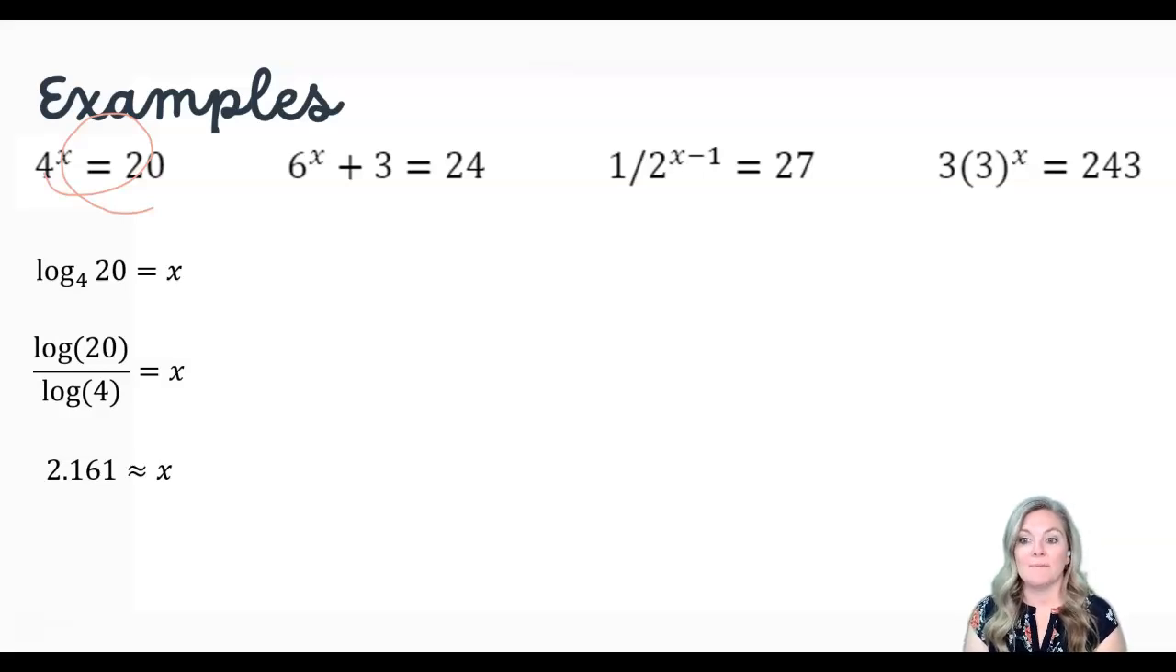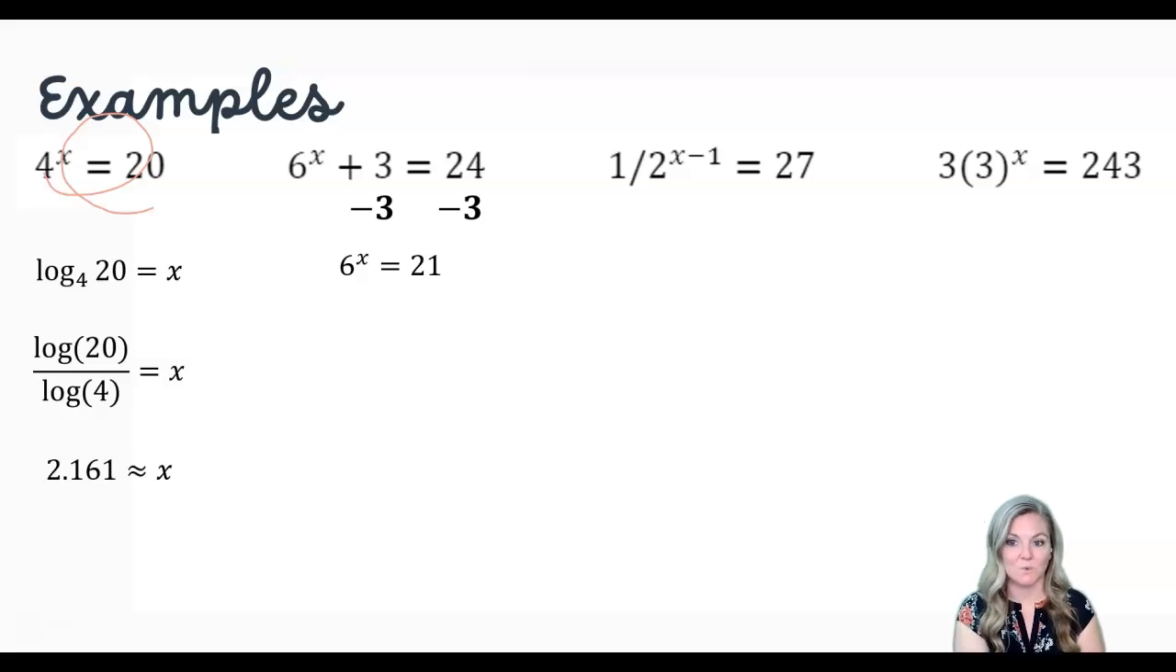Okay. Next one, 6 to the x plus 3 is equal to 24. I have a plus 3 outside of that exponent. I need to get rid of that plus 3. How do you get rid of the plus 3? You minus 3. So you have 6 to the x is equal to 21.